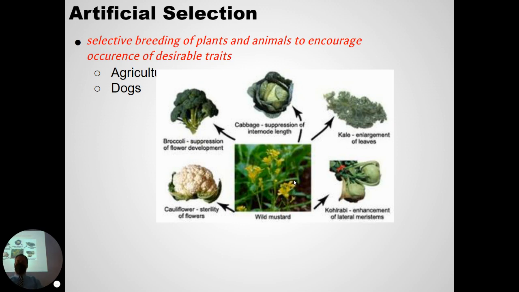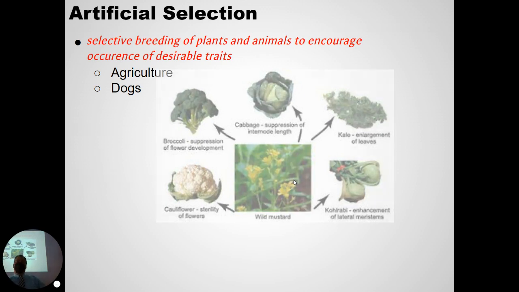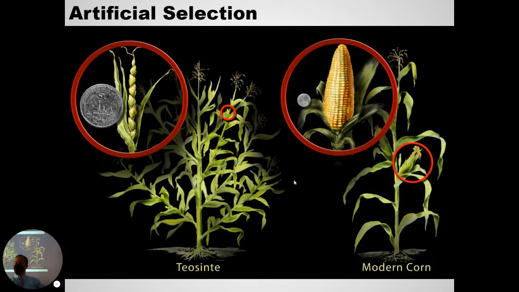Or they may take a different version that flowers later, and they do the same thing, and humans eventually turn it into broccoli. And so by choosing which individuals can survive and reproduce, humans can actually change species. We did the same thing with corn. This is the ancestral plant, the wild plant that eventually humans transformed into modern corn.